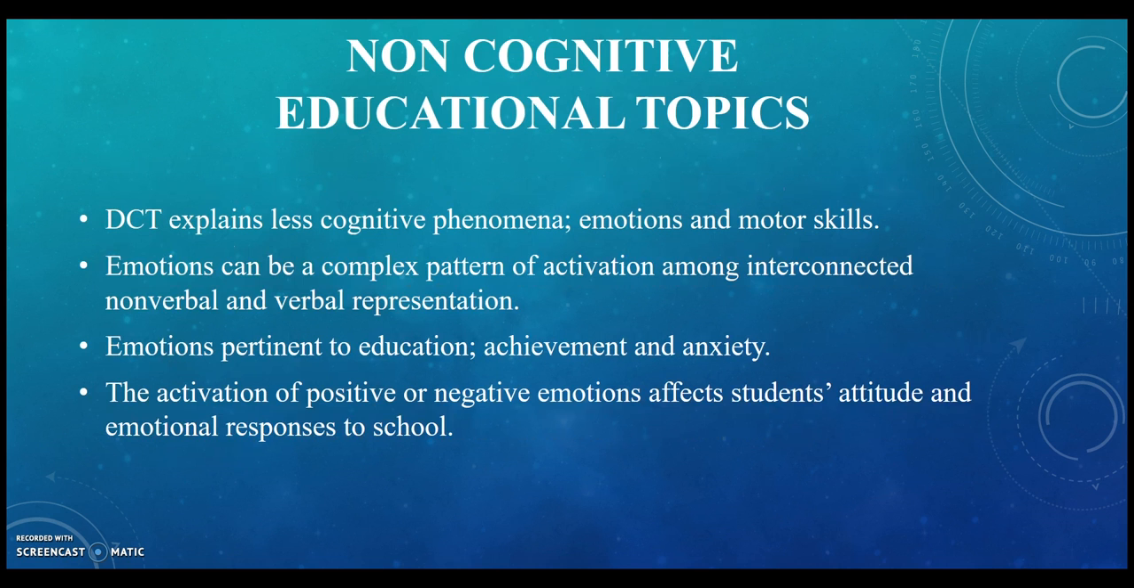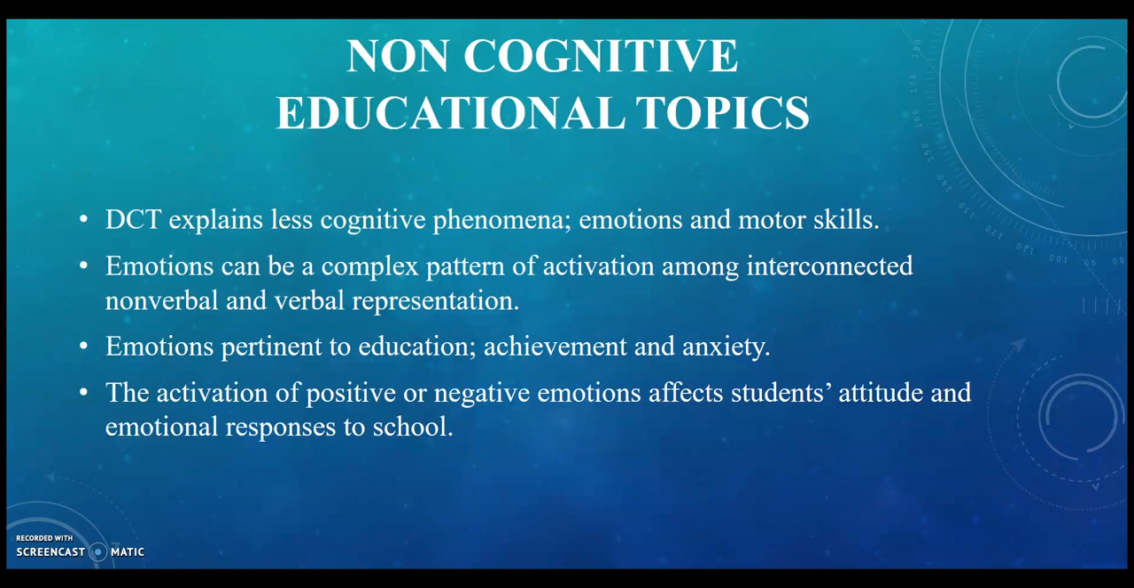So far, we have discussed the role of cognitive systems that are verbal and nonverbal. There are non-cognitive factors that play a big role in the transfer of knowledge. Dual coding theory explains phenomena that are less cognitive in nature: emotions and motor skills. Emotions can be a complex pattern of activation among interconnected nonverbal and verbal representations. The article addresses two different emotions pertinent to education.